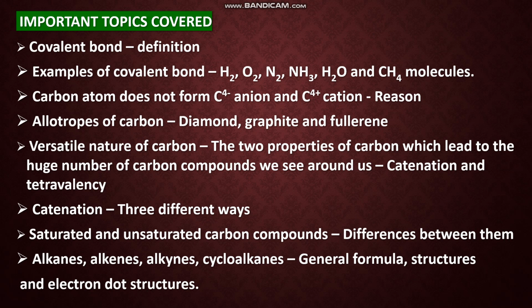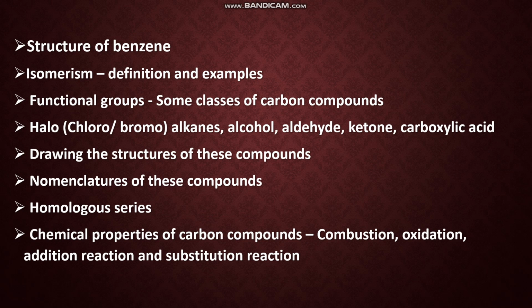And how to draw the electron dot structure: around each atom draw circles, and if a single bond is present between the atoms you have to show 2 electrons there. Double bond means 4 electrons, that means 2 pairs. Triple bond means you have to show 6 electrons. Next we learned the structure of benzene. Benzene has the formula C6H6. So how to draw its structure we have also learned.